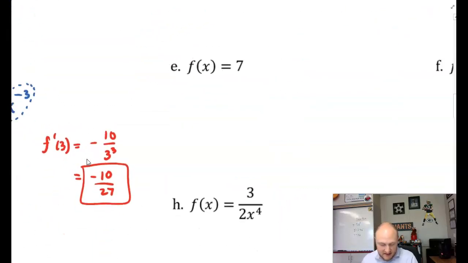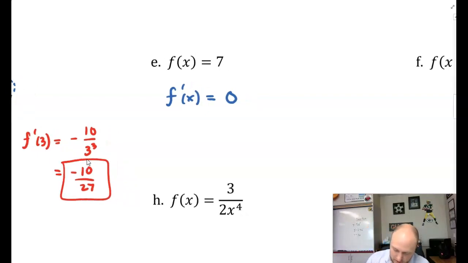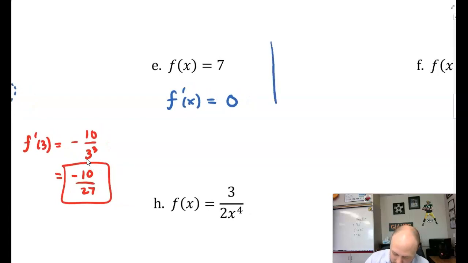E. F of x is equal to 7. Well, f prime of x is equal to 0. What? You didn't even use the power rule. I know, this is a constant function, and I need you to think about this conceptually for a second. I'm just going to sketch really quickly. Isn't this line right here y equals 7? I know it looks like an asymptote, but I'll just do this. So this is y, this is x, this is 7, right here.